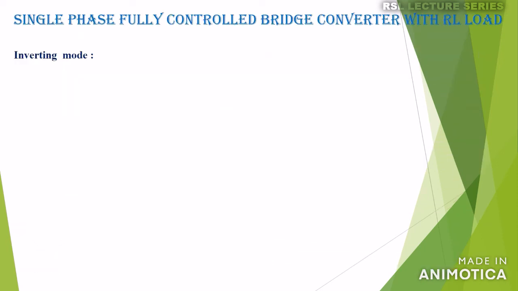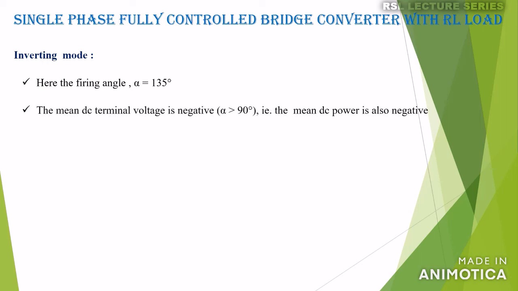So next we'll discuss the inverting mode. Here in the inverting mode, the firing angle is considered to be greater than 90 degrees. So let us assume that alpha is 135 degrees here. As a result, the average value of the DC terminal voltage will be negative, so the power is also negative. So the condition for inverting mode is that alpha should be greater than 90 degrees.